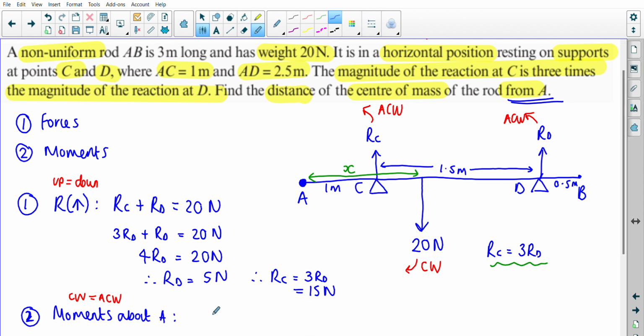So if I take moments about A then, I'll do the anti-clockwise ones first. So it's going to be RC multiplied by 1, plus RD multiplied by, now what's that distance? Well, it did give me AD above, it's 2.5. And then that's going to be equal to the clockwise moment, which is x as the distance and 20 as the force, so 20x.